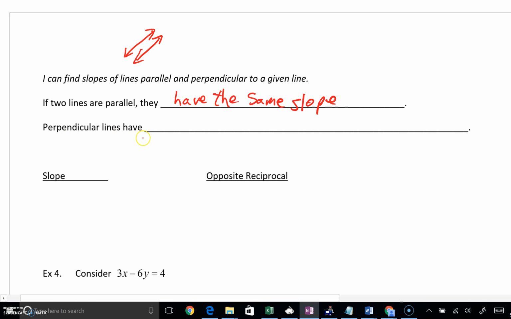If you have perpendicular lines, they have opposite reciprocal slopes. Opposite reciprocal slopes.